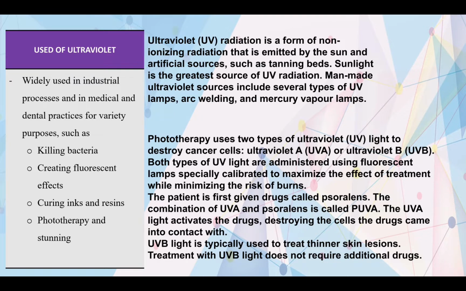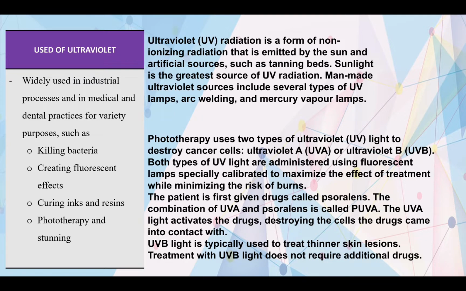Here I will show you how ultraviolet is used in phototherapy and stunning. Phototherapy uses two types of ultraviolet light to destroy cancer cells: ultraviolet A (UVA) or ultraviolet B (UVB). Both types of UV light are administered using fluorescence lamps specially calibrated to maximize the effect of treatment while minimizing the risk of burns. The patient is first given drugs called psoralens. The combination of UVA and psoralens is called PUVA. The UVA light activates the drugs, destroying the cells the drugs came into contact with.